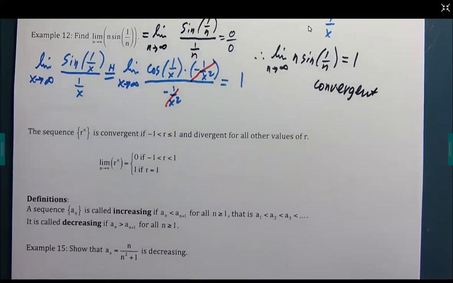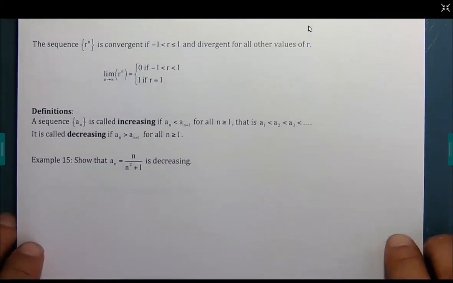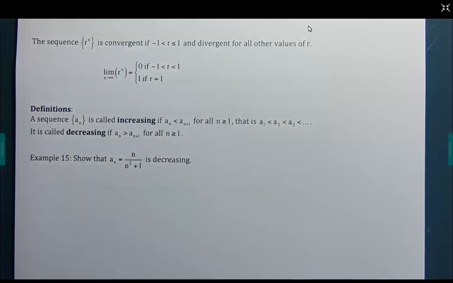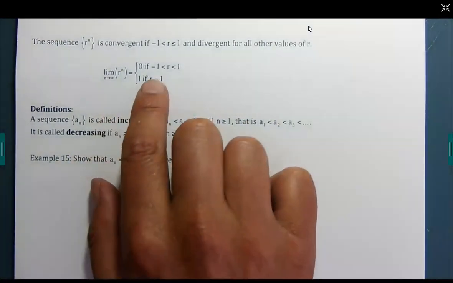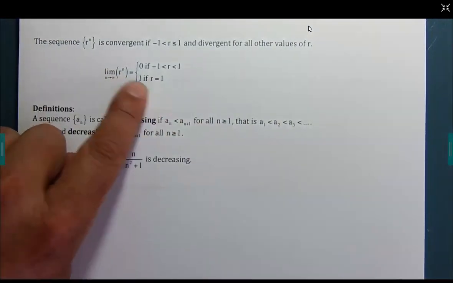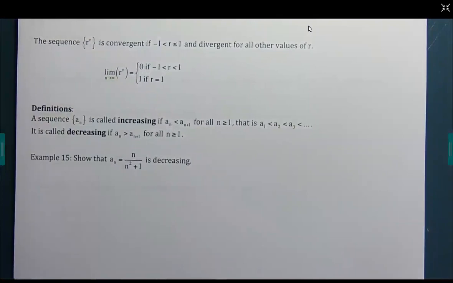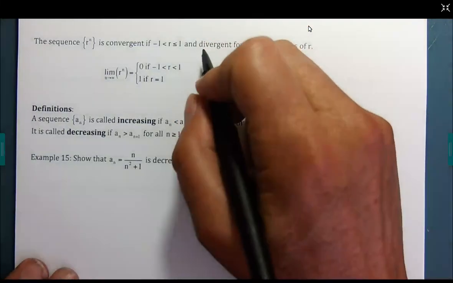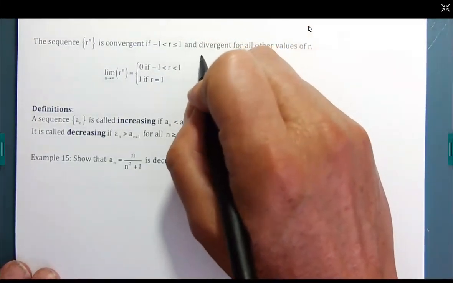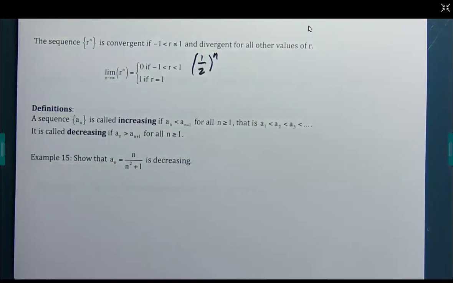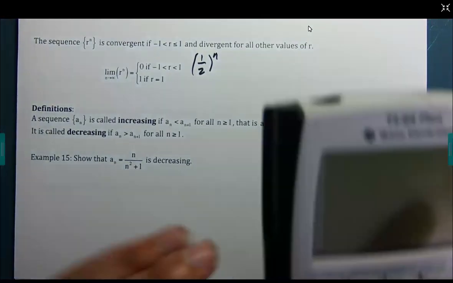For this next rule, the sequence r to the n is convergent when r is between negative 1 and 1. And it's convergent specifically, so you can see 1 to any power. So if r is 1, 1 to any power is just 1. So that's where that's coming from. However, if r is between negative 1 and 1, so let's pick 1 half. So if I take 1 half to the n power, and I shove n off to infinity, watch what happens.